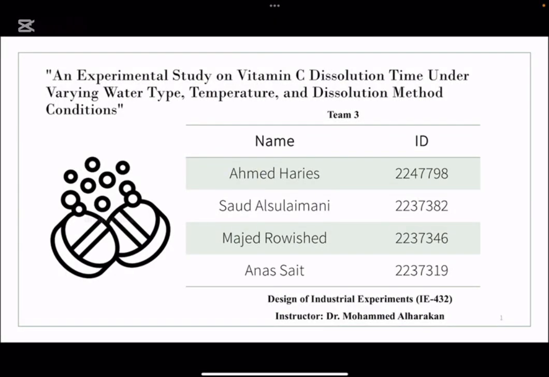Today we present our study, an experimental study on vitamin C dissolution time under varying water type, temperature, and dissolution method conditions. Our team consists of Ahmed Hires, Saud al-Suleimani, Majid Roueshid, Anas Said, and the instructor Dr. Muhammad al-Harkan.